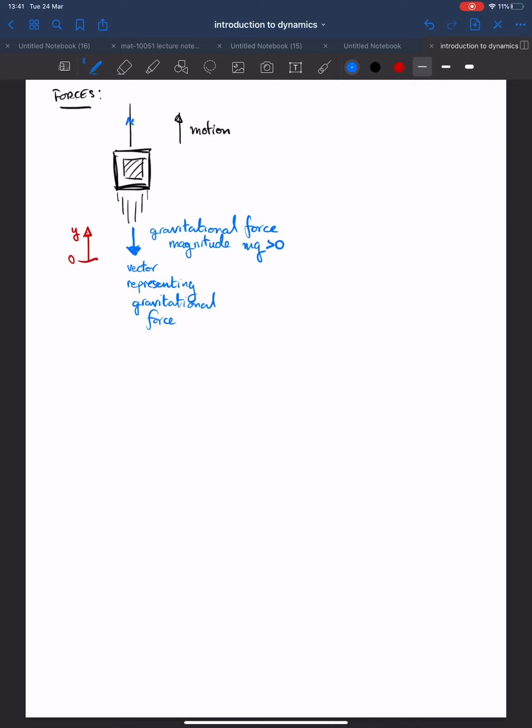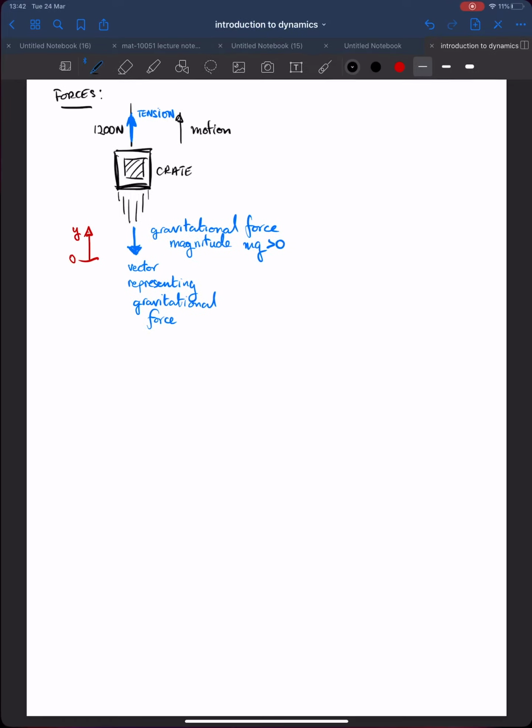Simultaneously, there is another force vector associated with the tension in the cable. I'm just drawing this on. So this is tension, the axial force applied by the cable on the crate. Remember that this is the crate. And we were told the magnitude of this force was 1,200 newtons. That's our tension. So we have two forces.